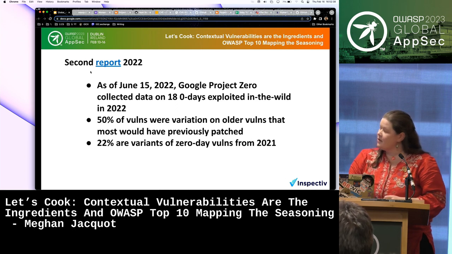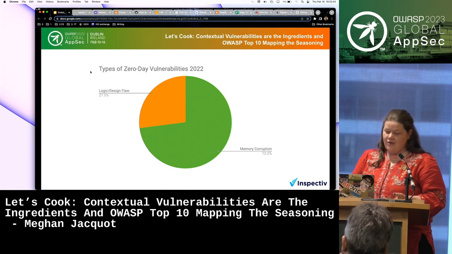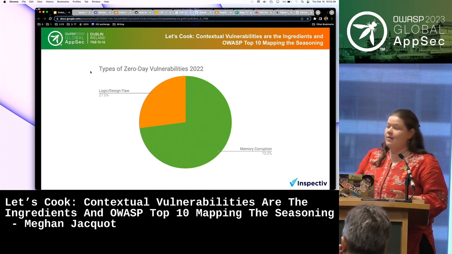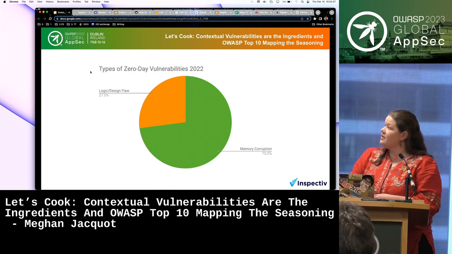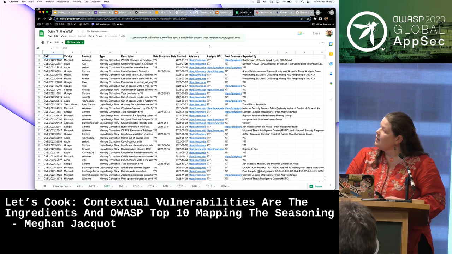So if we look at our second report, this is kind of a breakdown of the categories. So remember that memory corruption comes up again. So this is 2022 data. And these are the two categories that we have for these zero days, with memory corruption being the vast majority of the data set.